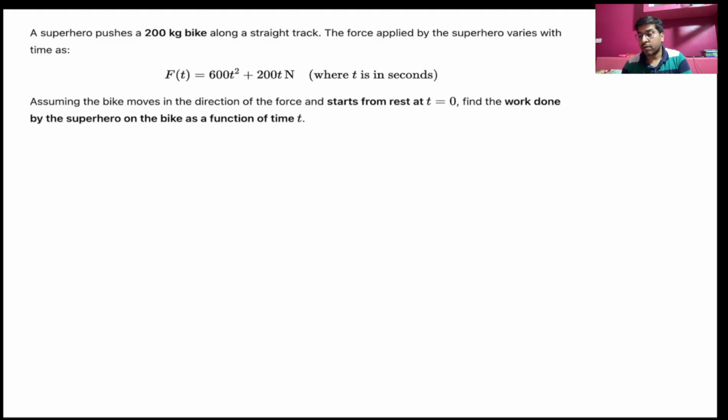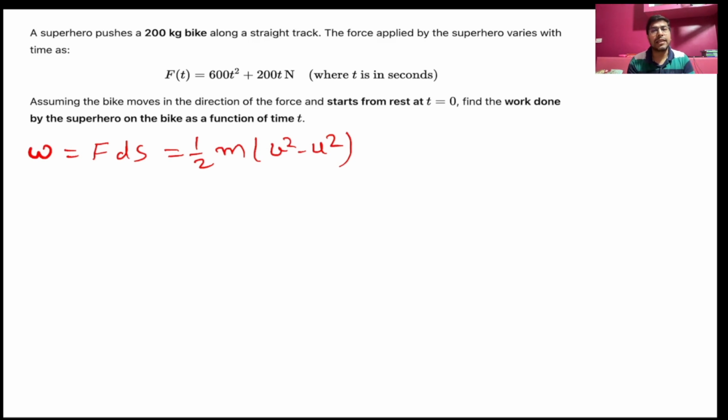Right? So now we will write here work done is equal to integral of F dot ds, and this is equal to change in kinetic energy, half m v square minus u square. Right? So here we will try to find out the change in kinetic energy, and that will give us the value of work done. So in this question we will try to find out the change in kinetic energy, because that will be easy for me.